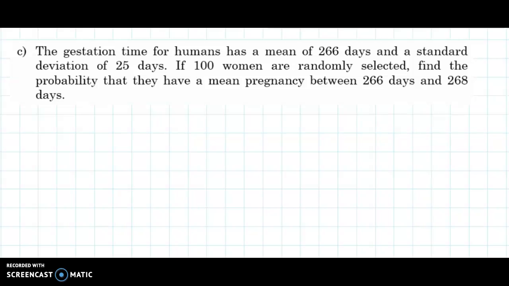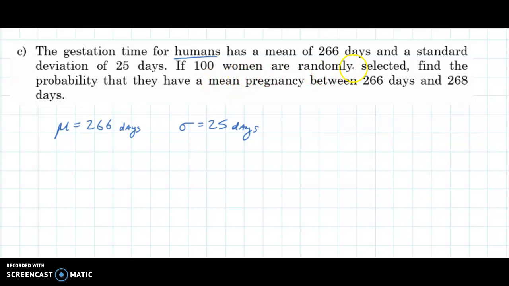The gestation time for humans has a mean of 266 days, right? So this is the population mean mu, because it's for humans, for a large amount, maybe everybody. So that's mu equals 266 days. And the population standard deviation sigma in this question is 25. We can put in days there if you like as well. Days, sigma, the population standard deviation.